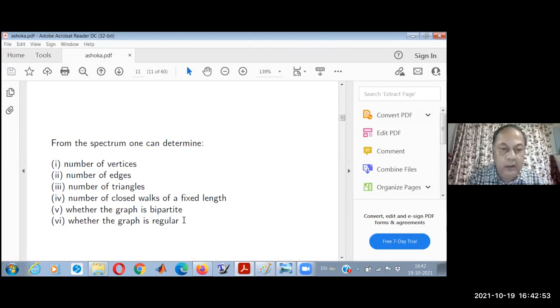The graph is regular if, the definition is that all the vertex degrees are equal, and this can also be determined. One reason is that when all the vertex degrees are equal, the all-ones vector is an eigenvector, and some Perron-Frobenius theory also comes into play, and then one can determine whether it's regular. So I'm not giving the complete test, but it's possible.